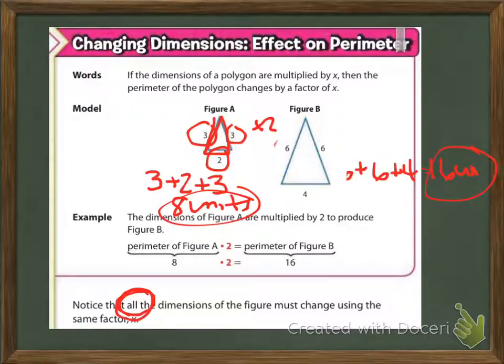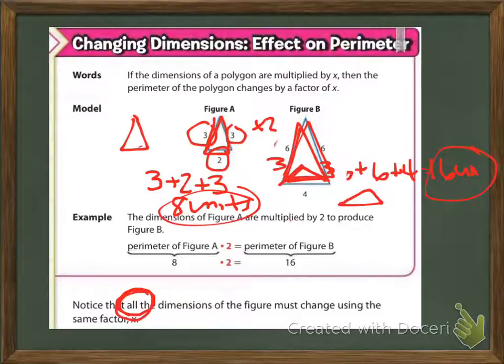If I had only doubled the base, but I left the sides as 3, look what would happen. I'd no longer have the same type of triangle. My triangle went from this to like a flat pancake triangle, okay? So it's not the same triangle. I didn't change it proportionally, so I'm not saying that the perimeter is double it. But if I changed all the sides accordingly, then we are doubling it. We're doubling the perimeter as well as each of the sides.